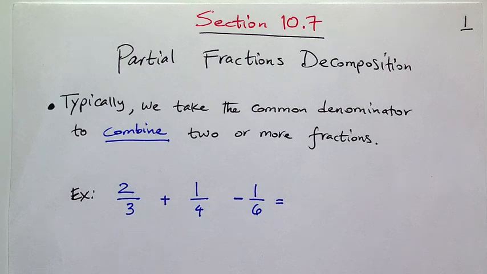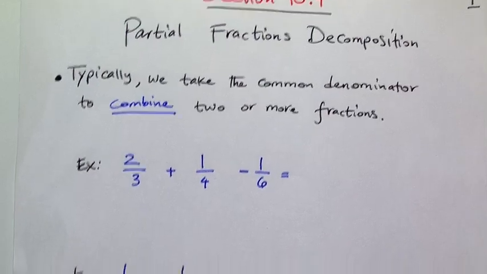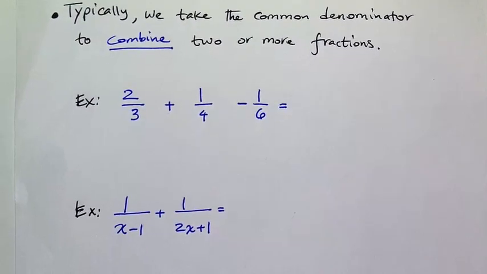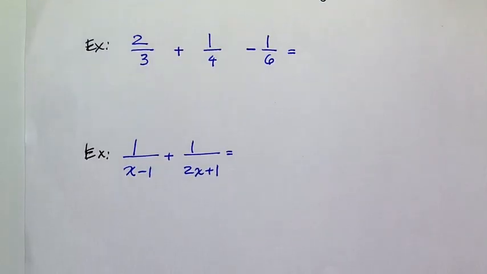This is what you've been doing so far. In every class you've taken, including this one, whenever you had several fractions, we always asked you to simplify that, which meant as part of that, you had to combine or take the common denominator to combine those fractions. So let's do a couple of examples of that right now, just to remind ourselves what that procedure was about.